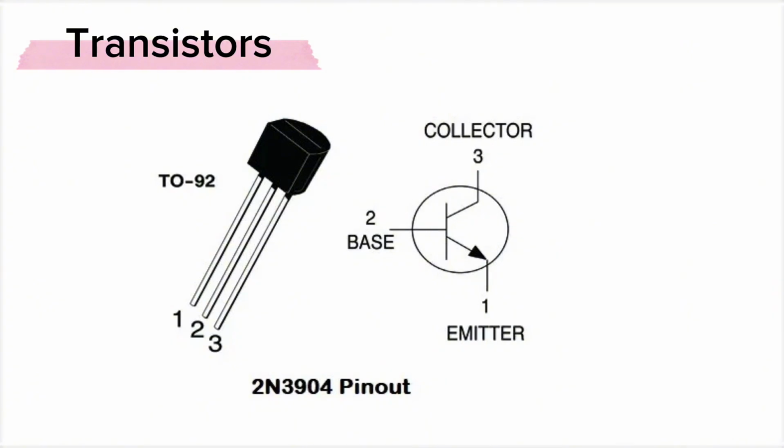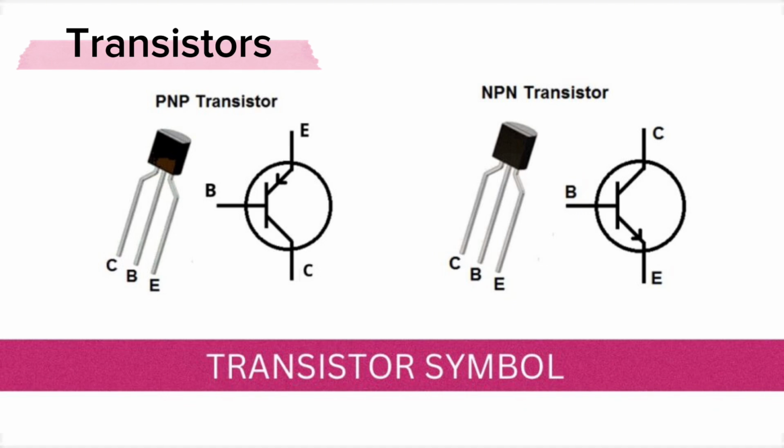Transistors are semiconductor devices that act as electronic switches or amplifiers. They consist of 3 main components: the base, the control terminal that determines whether the transistor is on or off, the collector, the terminal through which current flows when the transistor is active, and the emitter, where current exits.